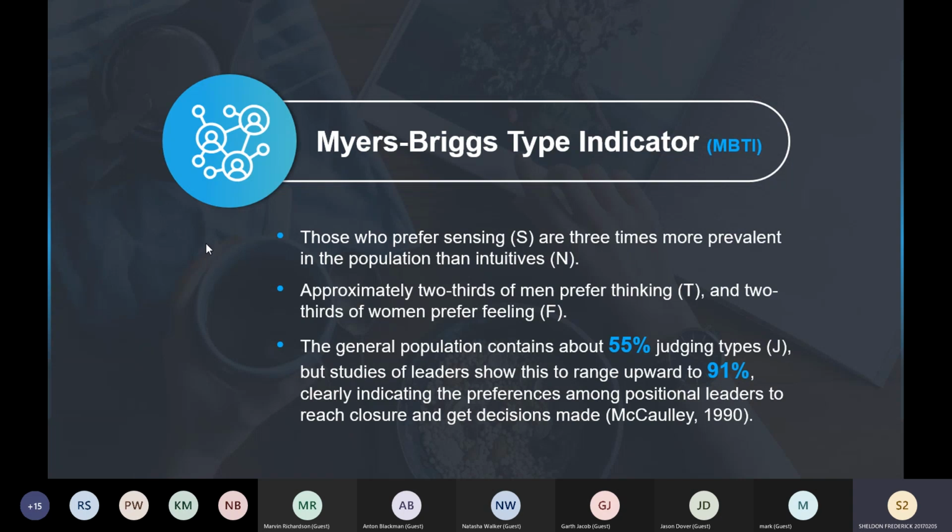Approximately two-thirds of men prefer thinking and two-thirds of women prefer feeling. However, among female graduate students, engineering students, and business executives, the majority prefer thinking approaches. Among men in the arts, counseling, and some health fields, those with feeling preferences predominate.